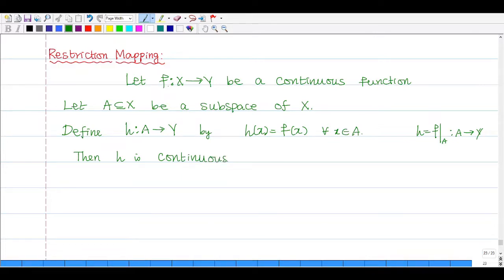So f is already given. It is a continuous function from X to Y. Now we have considered a subspace A subset of X. Then we consider a new function h from A to Y defined by h of x equal to f of x. Now we are going to show that this function is continuous.